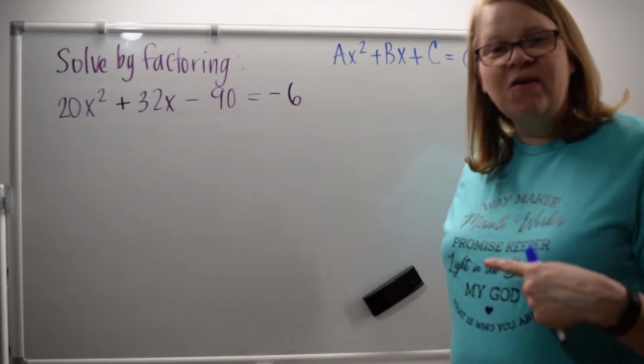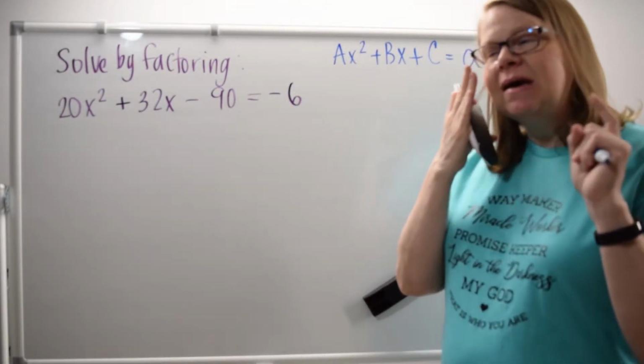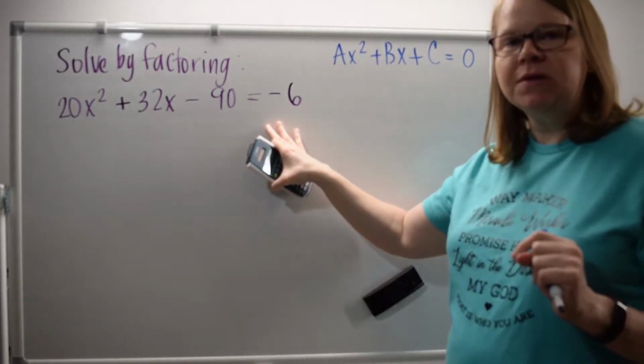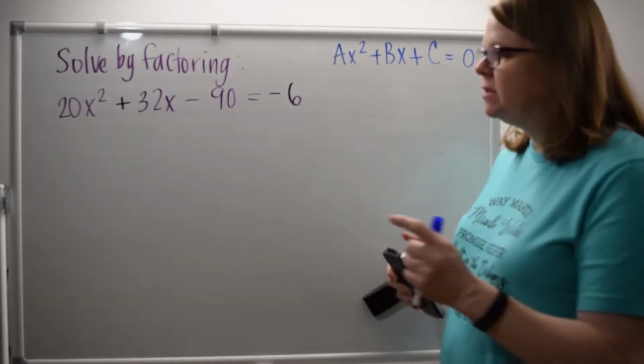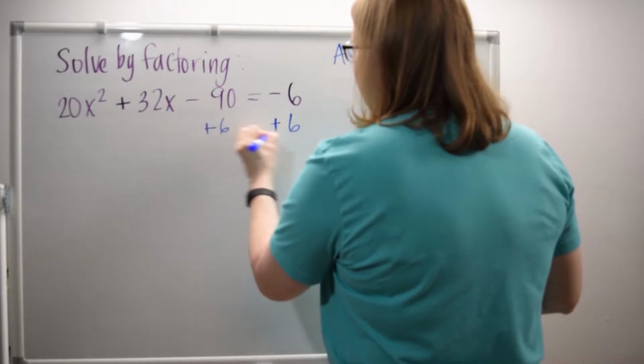Y'all, let's take a look at solving by factoring. We're going to jump right in with the first step, and the first step is to get your equation set equal to 0. So right now it's equal to -6. So the first thing we need to do is add 6 to both sides of the equation.